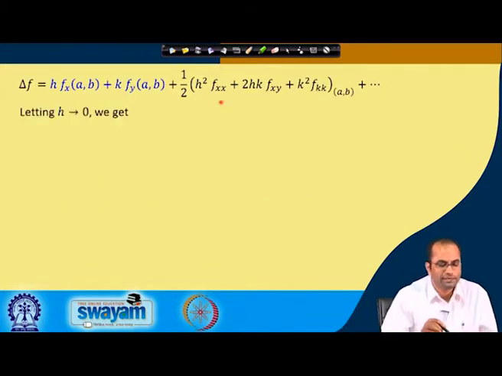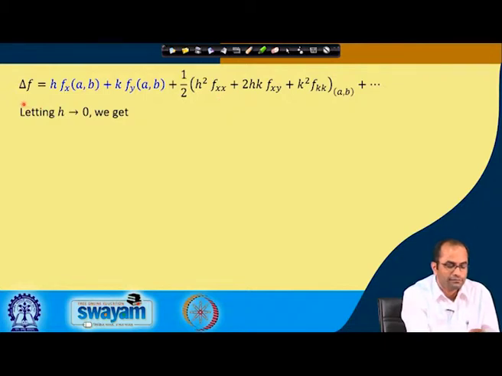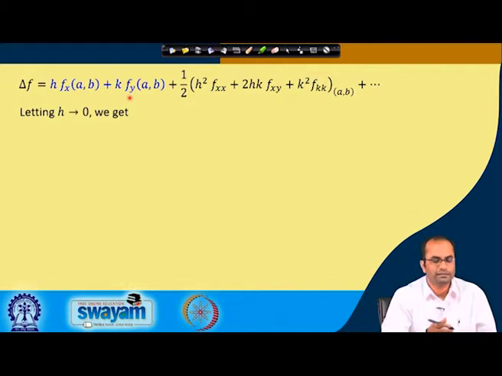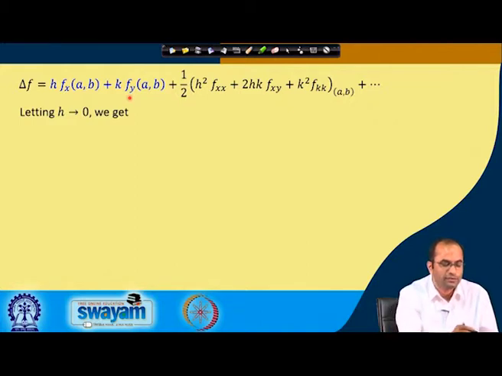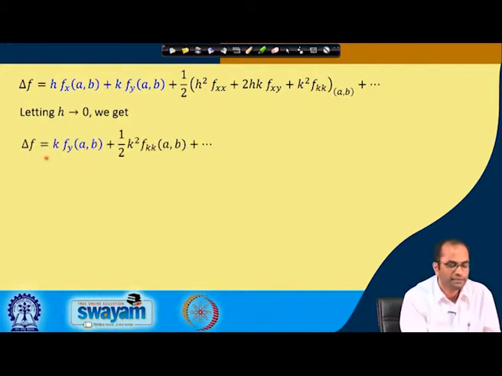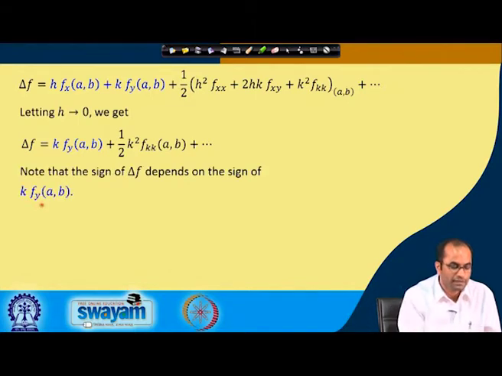So, we have this delta f, and first let h tend to 0, because we are still in the neighborhood, and then there will be a k in the direction of y. If we let h tend to 0, we are still in the neighborhood of the point (a, b), and delta f will be k times f_y, and then the k square, k cube terms will be coming there. Let me just repeat the argument we had in the previous slide.